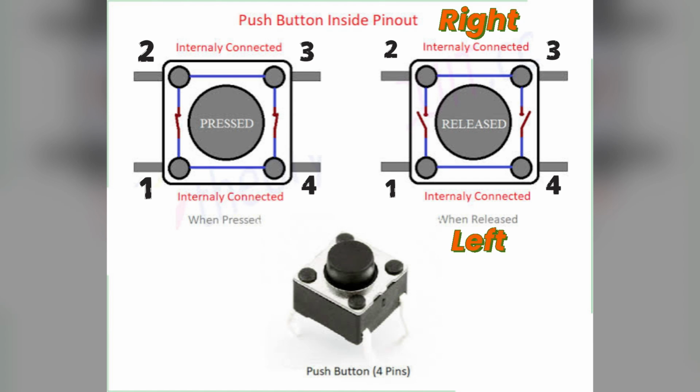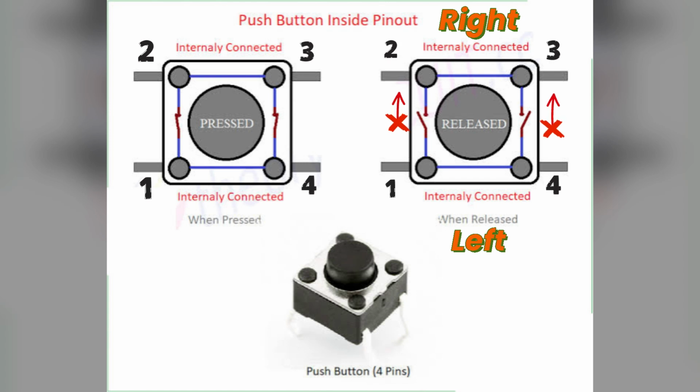A push button has two states, released and pressed. Let's first look at the release state. When the button is released, the connection between the left side and the right side is broken. Because of this, current cannot flow between terminals 1 and 4 to terminals 2 and 3.